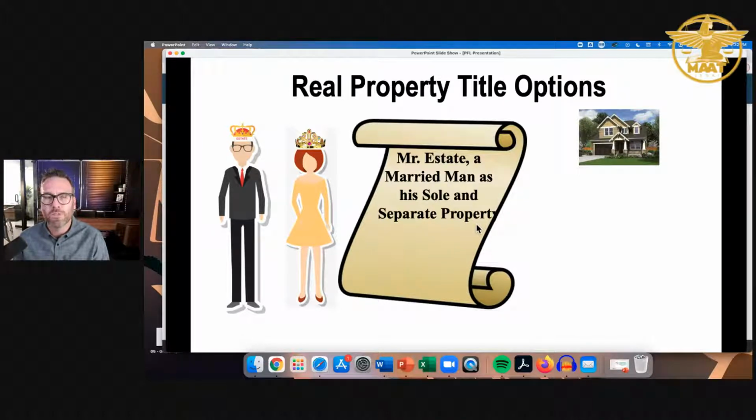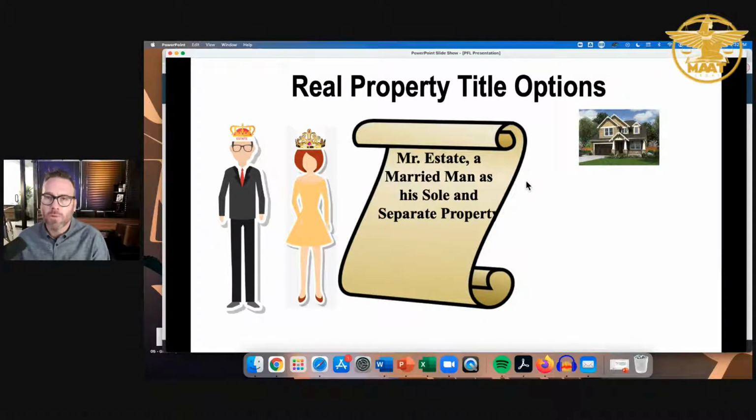So when property is being transferred to someone who's married, if it's an inheritance, there's an option to receive that as your sole and separate property. If this was a property that Mr. Estate purchased while he was married, it would be their community property. So he wouldn't be able to take title in just his name as his separate property. Even if he did set up title that way as a married man, as sole and separate property, if the monies for this house came from their community property, their combined assets, or even if it came from his paycheck to purchase this house, it would be considered community property.